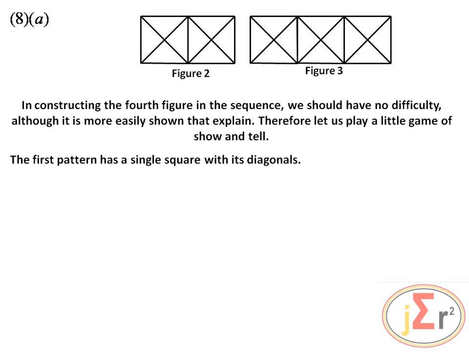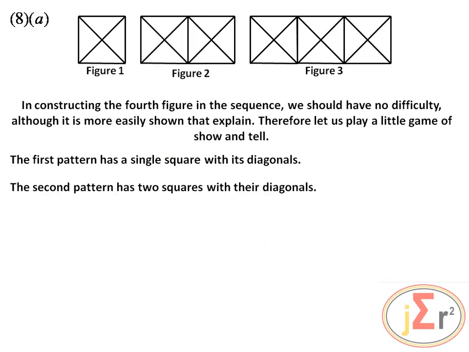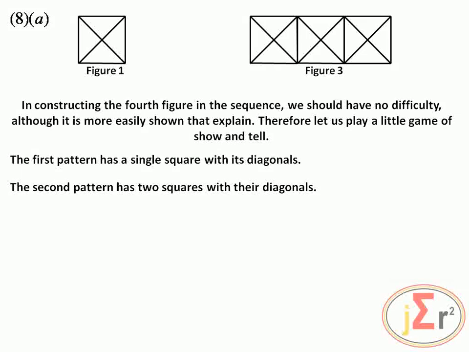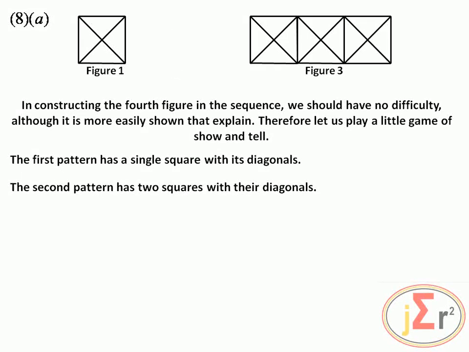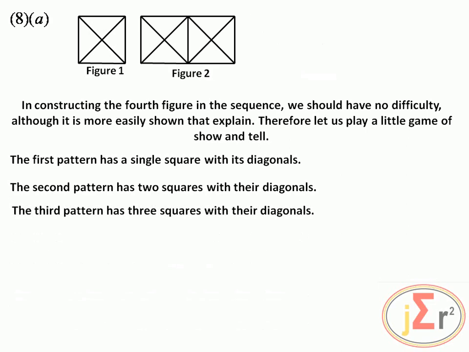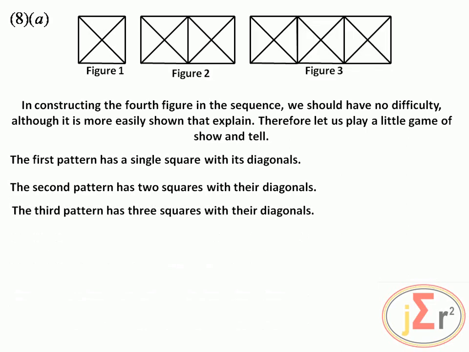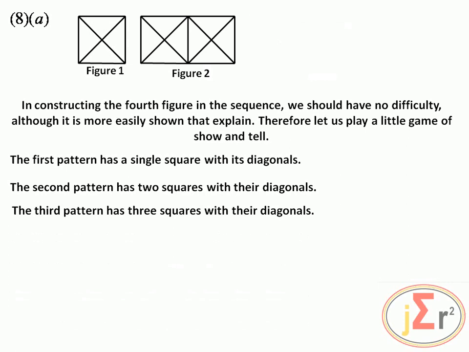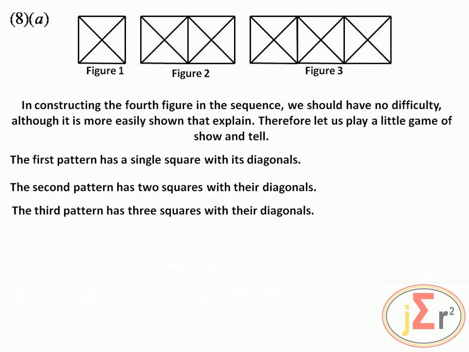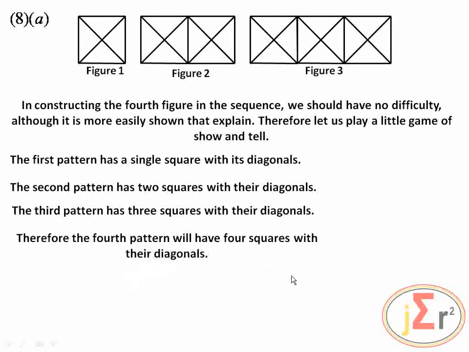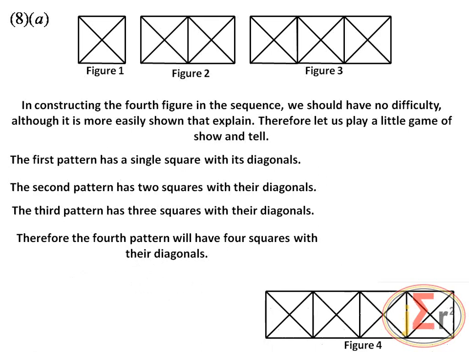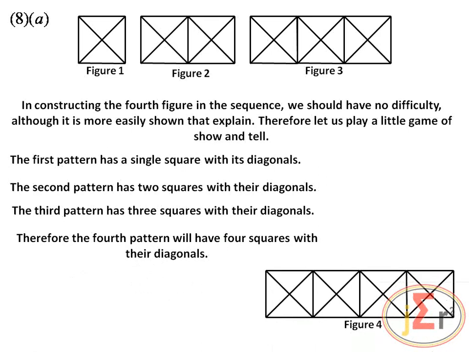So the first pattern has a single square with its diagonals. The second pattern has two squares with their diagonals. The third pattern has three squares with their diagonals. So the fourth one will have four squares with their diagonals. Therefore, the fourth pattern will have four squares with their diagonals. There we have them. That's all there is to it.